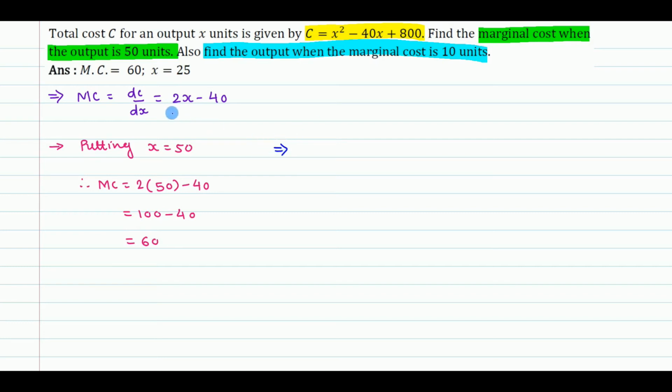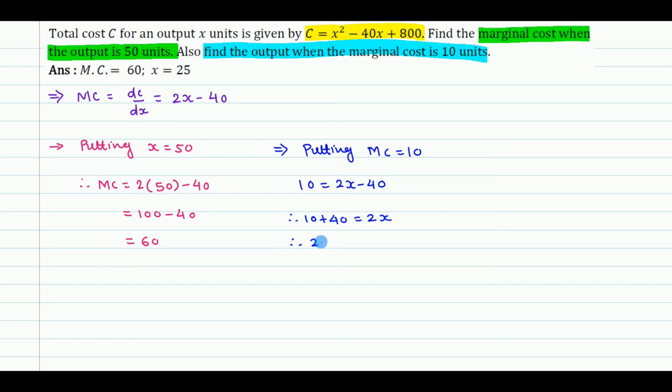Another question is asking to find the output for which marginal cost is 10 units. That means in this function we have to put marginal cost equal to 10 units. This is the marginal cost function, so instead of dC by dx we put 10. 10 is equal to 2x minus 40. Now simplify for x: moving 40 to the left side, 10 plus 40 is equal to 2x.